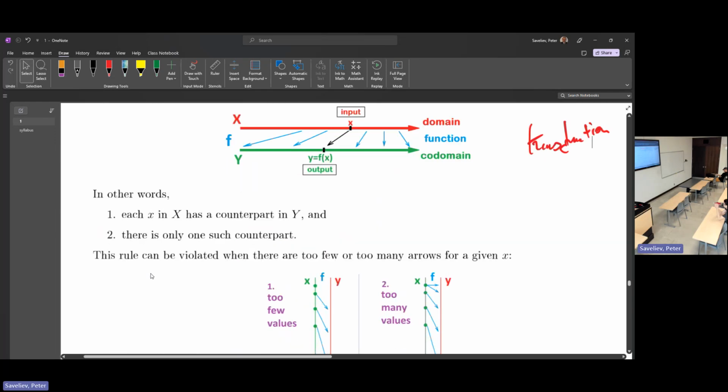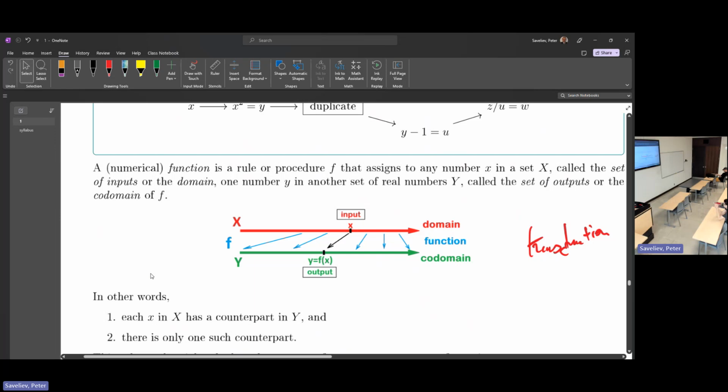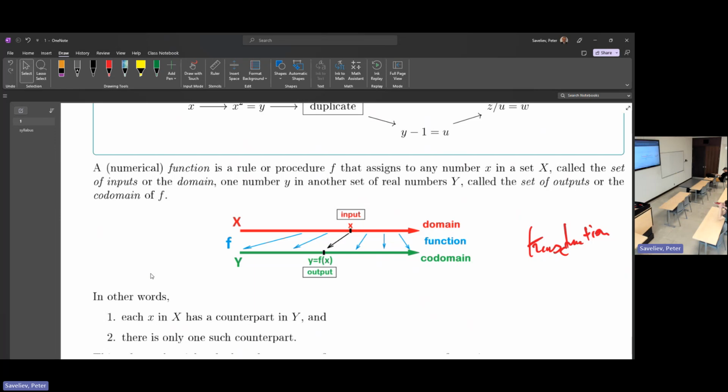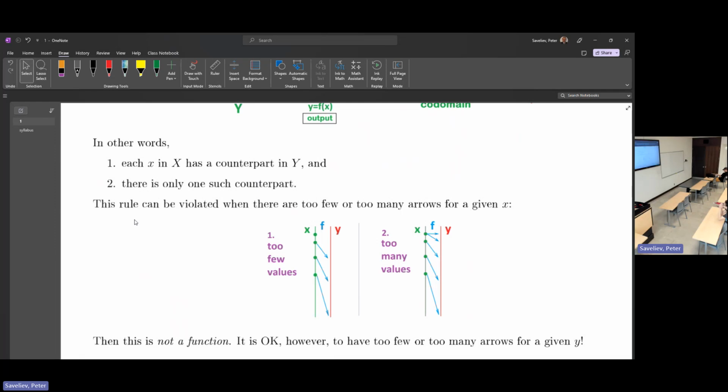Okay, so remember the requirement for such a bunch of arrows. The only thing that is required is you cannot have two arrows originating from the same location. You're also not allowed to have, like this on the right, too many values or too few values. In case one, item 1, the x at the top has no counterpart. So these are not functions.